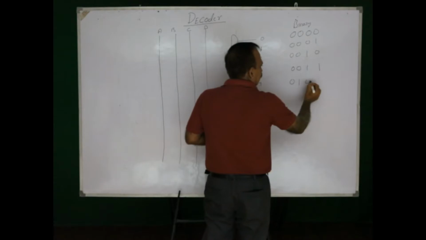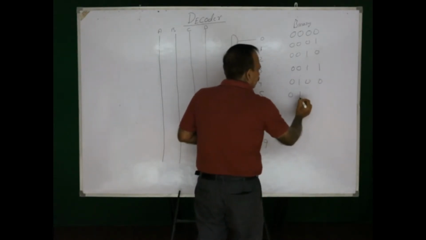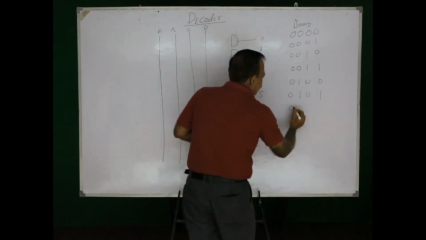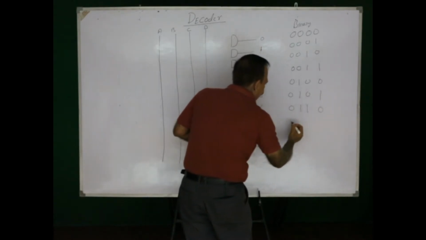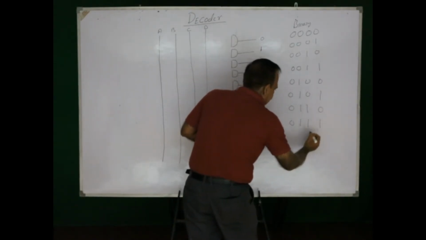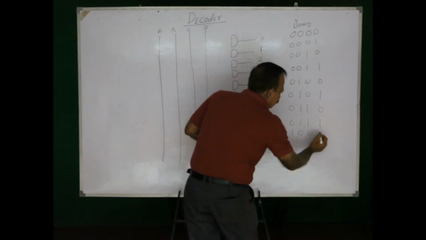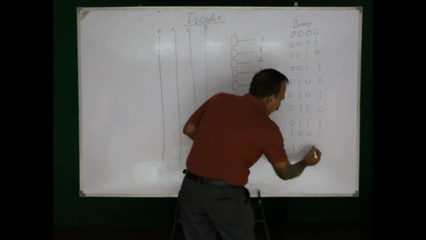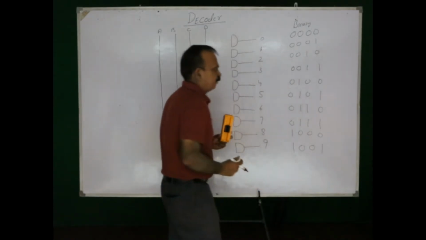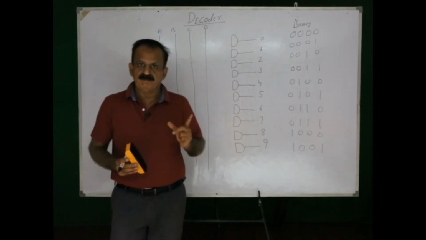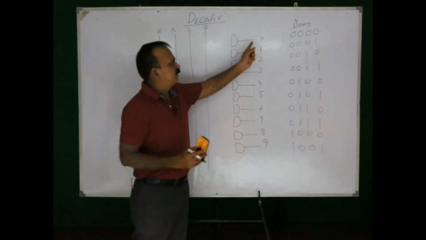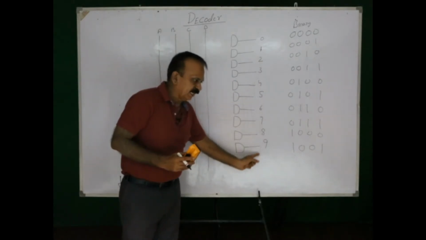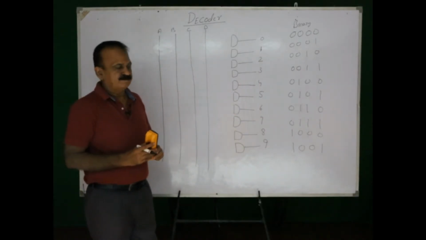4, this one is 4. The 5, this one is 5. 6, this one is 6. 7, 0 1 1 1 is 7. 8, 1 0 0 0, and 9, 1 0 0 1. These are the binary numbers whose decimal equivalents are these.